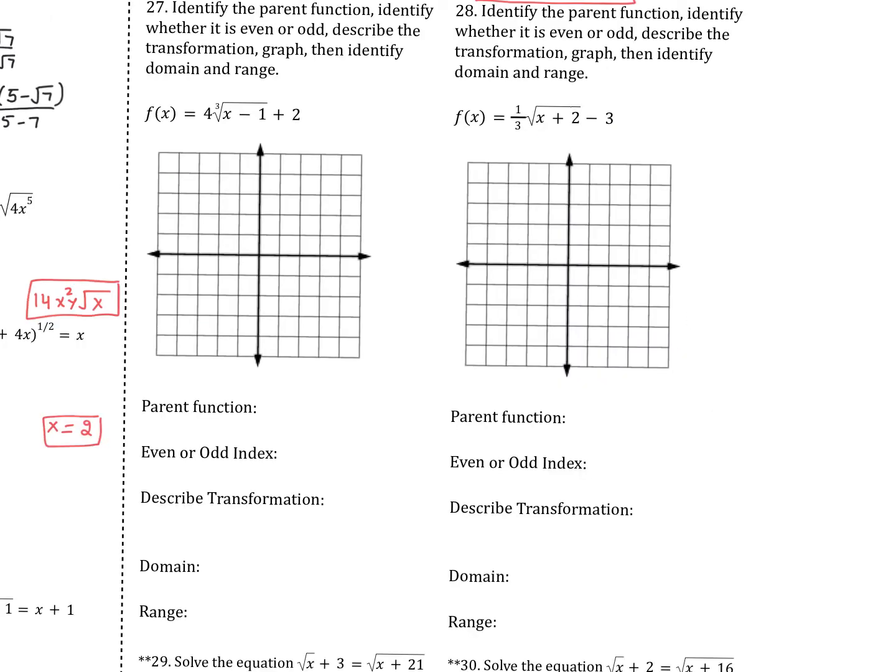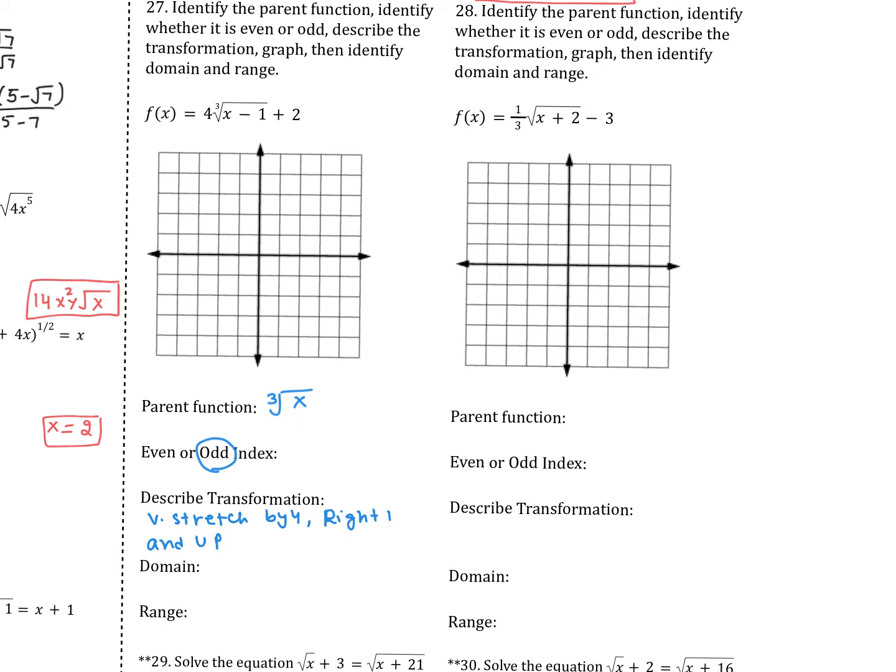Question number 27, you're going to find out the parent function for this type of graph. It's a cube root function. So the cube root function is the parent graph. And you're going to also say if it's odd or even. This is an odd function because it's a cube. Over here, describe the transformation. The transformation for this one is vertical stretch by 4, right 1, and up 2.